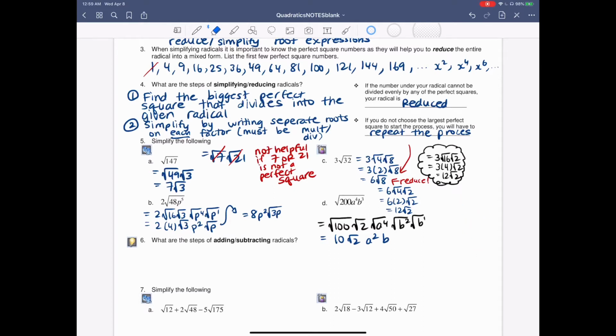So are we done? Let's see. Square root of b squared is b, but I still need to keep that b. I'm going to grab all the terms that do not have the square root, so it'll be 10a^2 b, and then square root of, so put the 2 and the b together, so it's 2b.